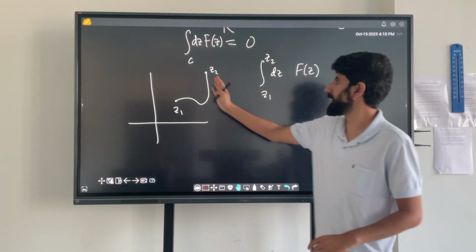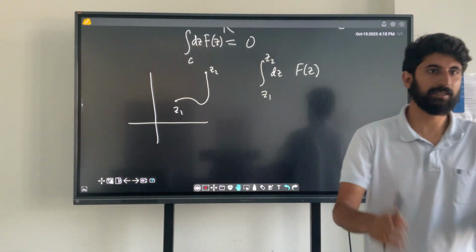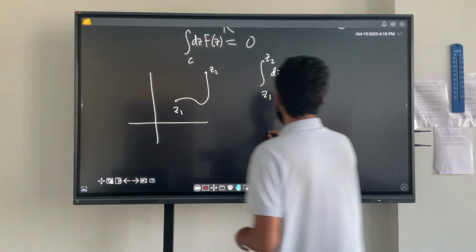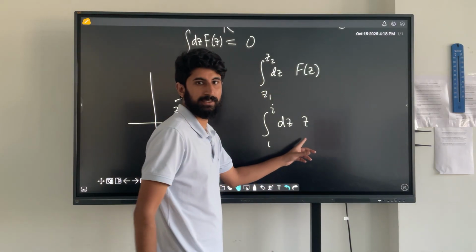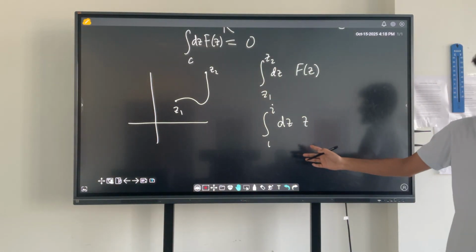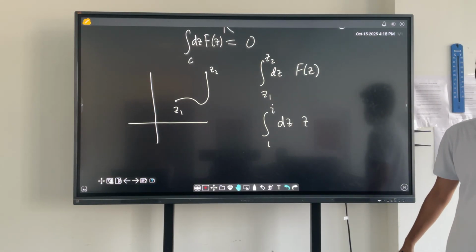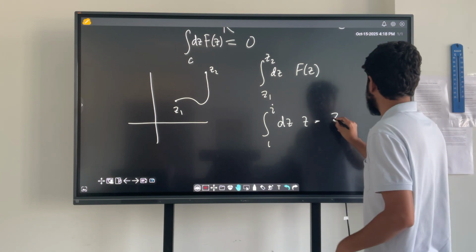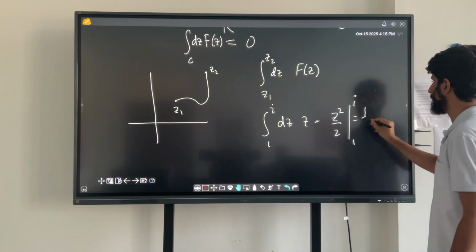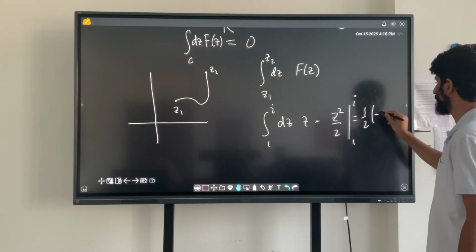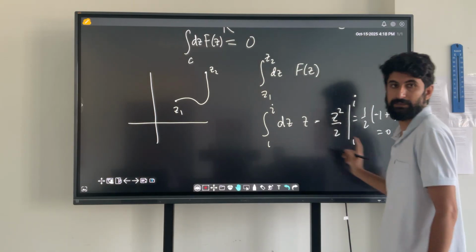So if this is analytic, then this has a well-defined answer. And how do you do it? Just like a real function. If you want to do, let's say, the integral from 1 to iota of z dz, how do you do it? Exactly, z square by 2, and then you put limits 1 to iota. What does it give? 1 by 2, iota square is minus 1 by 2, minus 1 plus 1. So this integral is 0.